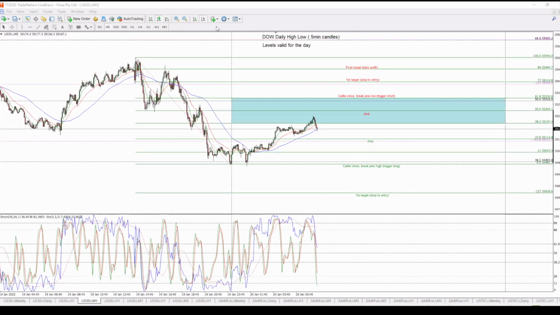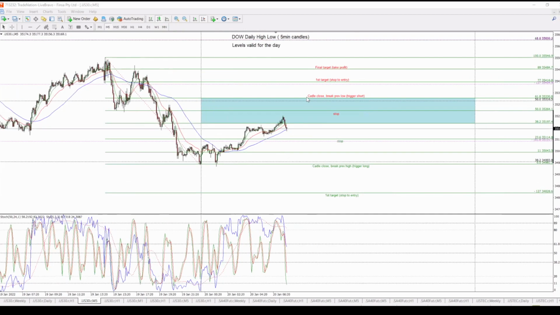Now the daily high low. No triggers for today. If you look on the moving averages, 8 is above 21, above 50, that's indicating trend is up, but they are starting to push down now. So let's see if we can get a trend crossover for the downside.